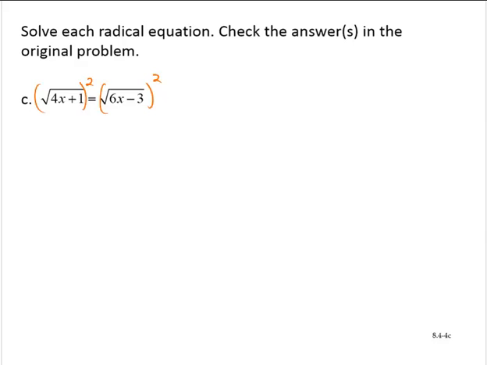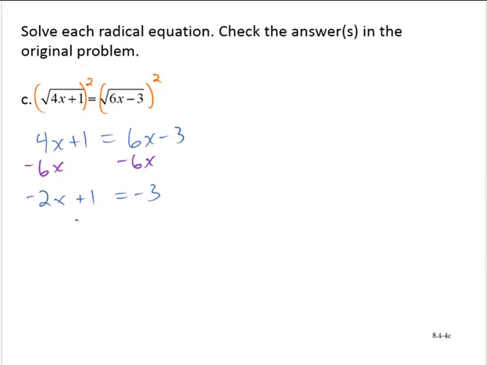And the square root of 4x plus 1 squared is 4x plus 1. The square root of 6x minus 3 squared is 6x minus 3. So this ends up being just a linear equation in one variable. And so we'll solve it using techniques we learned a while ago. I'll subtract 6x from both sides. So negative 2x plus 1 is equal to negative 3.